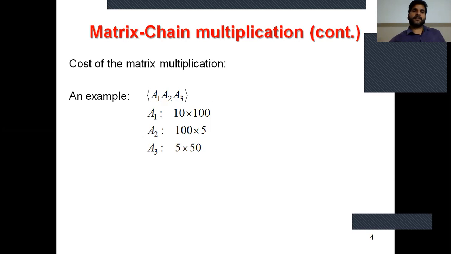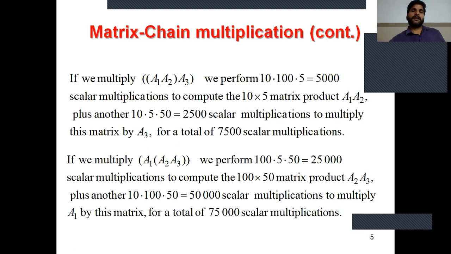So, the cost of the matrix multiplication, for example with A1, A2, A3: A1 is 10 by 100, A2 is 100 by 5, and A3 is 5 by 50. If we multiply (A1 A2) A3, we perform 10 times 100 times 5 equals 5,000 scalar multiplications to compute the 10 by 5 matrix product A1 A2, plus another 10 times 5 times 50 equals 2,500 scalar multiplications to multiply this by A3, for a total of 7,500 scalar multiplications.